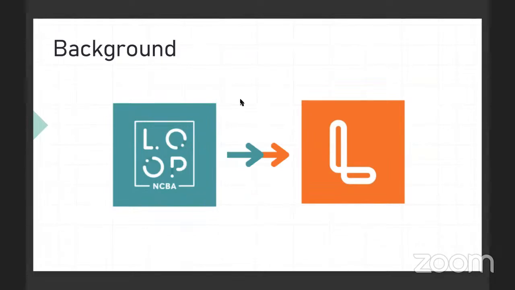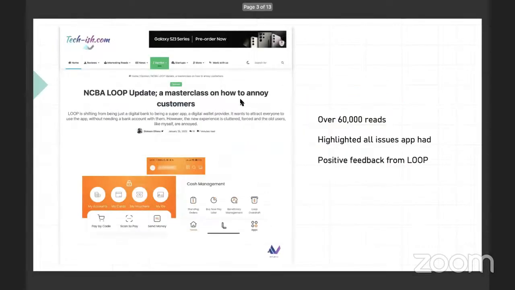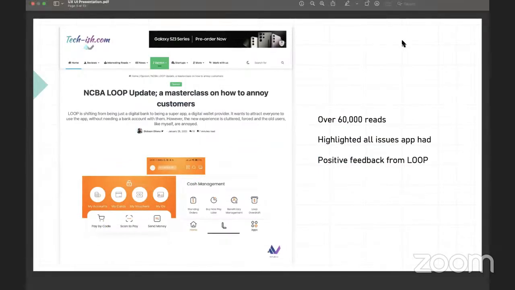NCBS shift to a new app and a new design and a sort of different approach. I wrote an article which you guys can go check out. It's titled NCBL Loop Update, a masterclass on how to know your customers. It got way more interaction than I expected, so 60,000 reads. In it, I highlighted all the issues I had with the platform, and I think I've received positive feedback from Loop. They promised to work on some of the things that were highlighted.